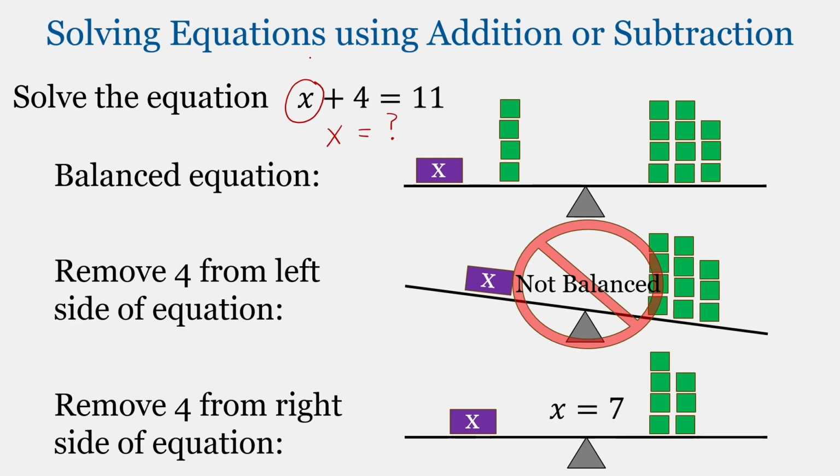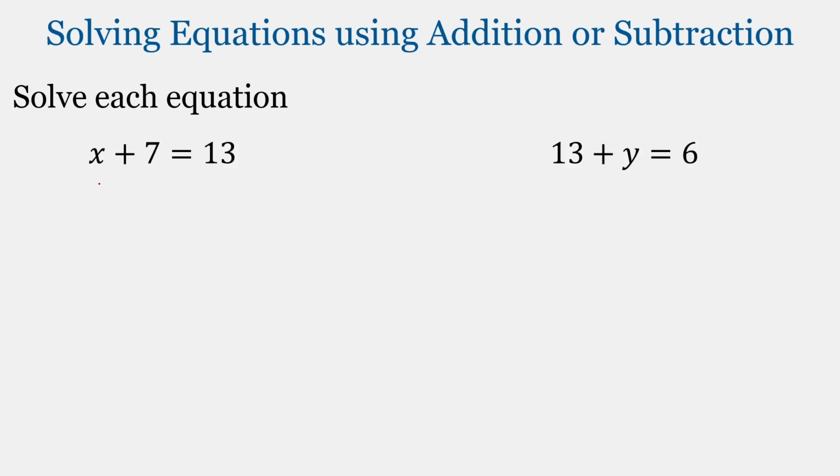We can check our answer. So wherever there's an x, we'll place a 7. So we have 7 plus 4, and that is equal to 11. We have checked our answer. So let's practice a few. Our goal is to get x all by itself on one side, everything else on the other side.